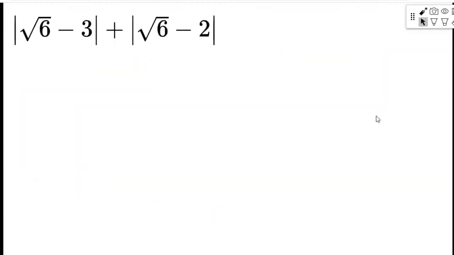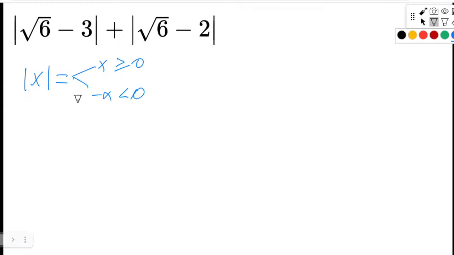Let's follow. So we need to find the value of it, or evaluate. When we have modulus expressions, so if mod x equals x or minus x. It is x if x is more or equal to 0, and minus x when x is a negative number or non-positive. So we just need to know if it's positive or negative, and then we can write the result without this modulus sign.